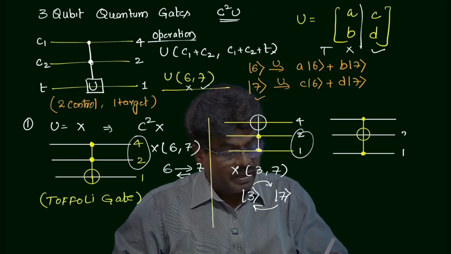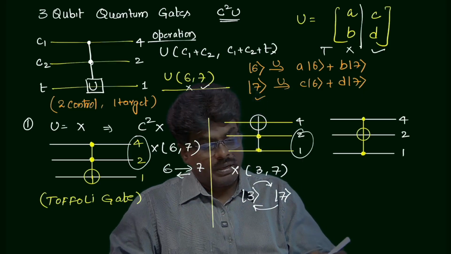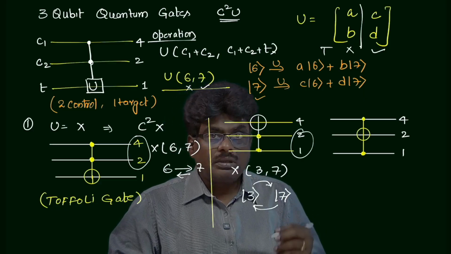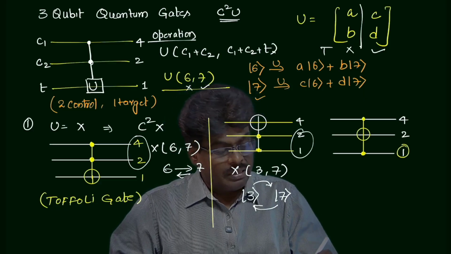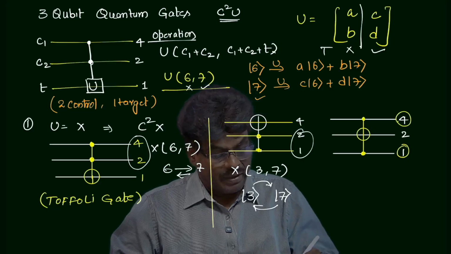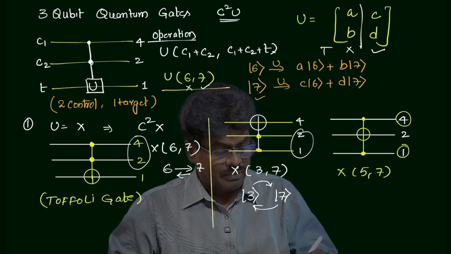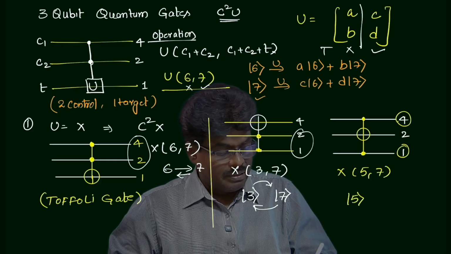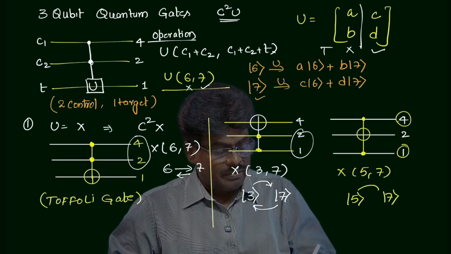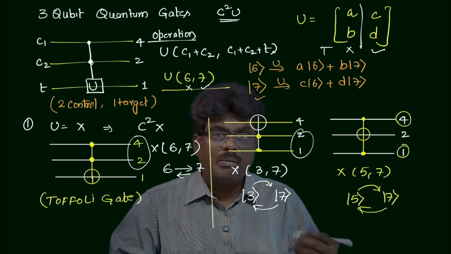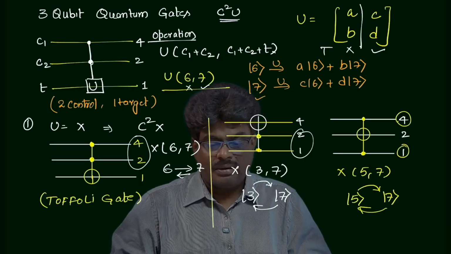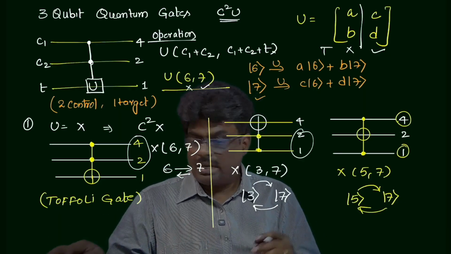And come to the next one. Here also again we have to take 1, 2, 4. So now the two controls are 1 and 4. 1 plus 4, 5. So this is 5, comma 5 plus 2, 7. That means it will flip only 5 and 7. The remaining states are as they are. Okay. Right.